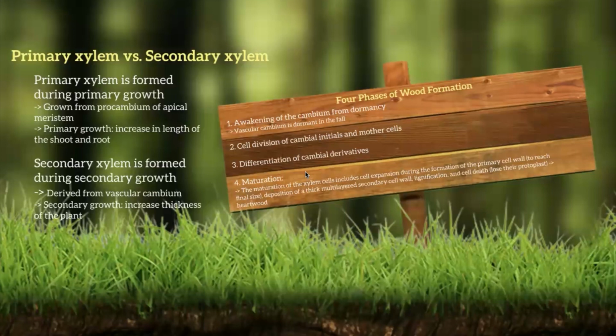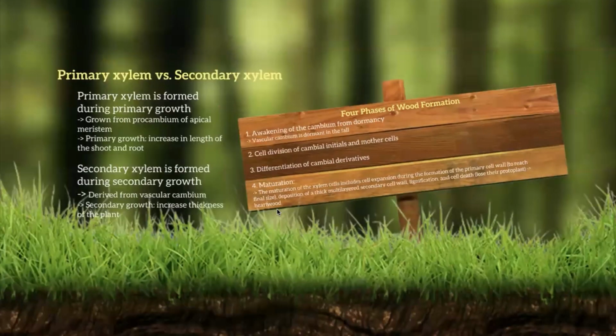The maturation of the xylem cells includes cell expansion during the formation of the primary cell wall, deposition of a thick multilayered secondary cell wall, lignification, and programmed cell death, where the cells lose their protoplasts. After these steps, hardwood is formed as a result.